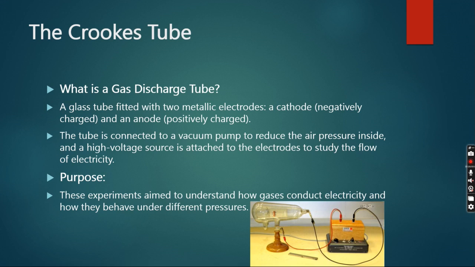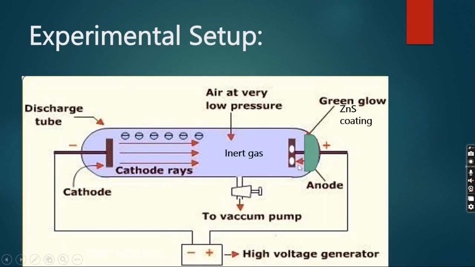So the tube may be studied at low pressure, so we have connected a vacuum pump. The two metal electrodes are connected to high voltage source. As you can see here, this is the glass tube. There are two metal electrodes, anode and cathode. Anode is positively charged, cathode is negatively charged.